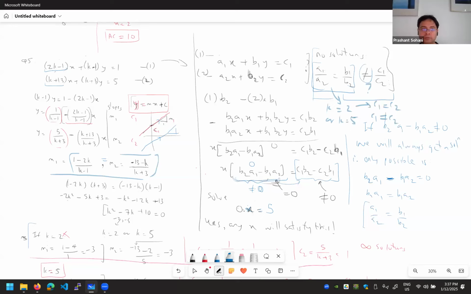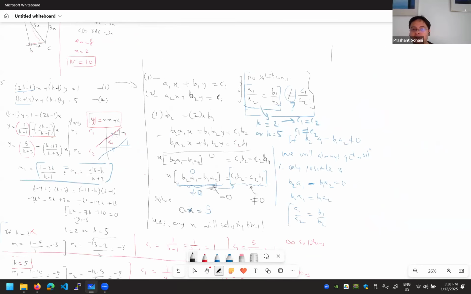Okay. And again, just to illustrate what happens at 2 and 5, if I put the values of 2 and 5 in my original equation, what happens to those equations? That is very important, so let me just write it briefly over here. Suppose I substitute k equal to 2 in my original equation. What does the first equation become? 2k minus 1 will become just 3, right? 3x plus y is equal to 1. So this is my equation number 1. And the second equation will become 15x plus 5y is equal to 5. So these are my two equations.